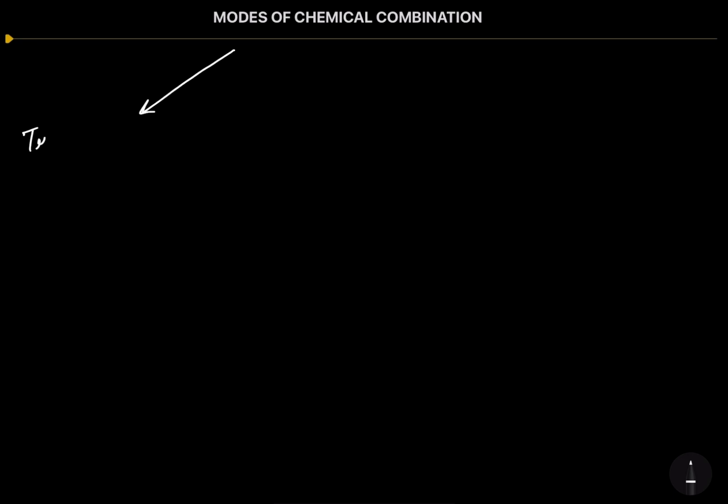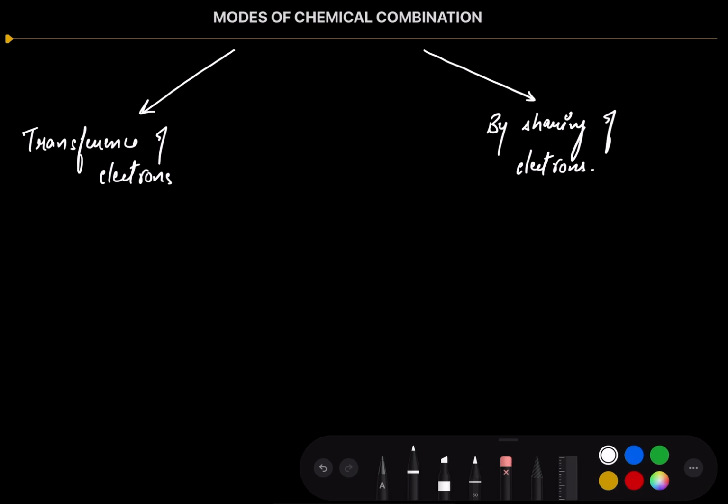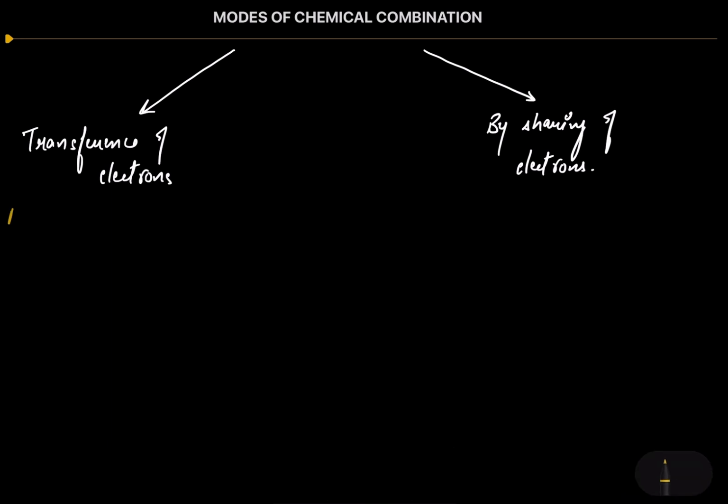transference of electrons, or by sharing of electrons. The elements can achieve the nearest stable noble gas configuration either by transference of electrons or by sharing of electrons. The transference of electrons always takes place from metals to non-metals.